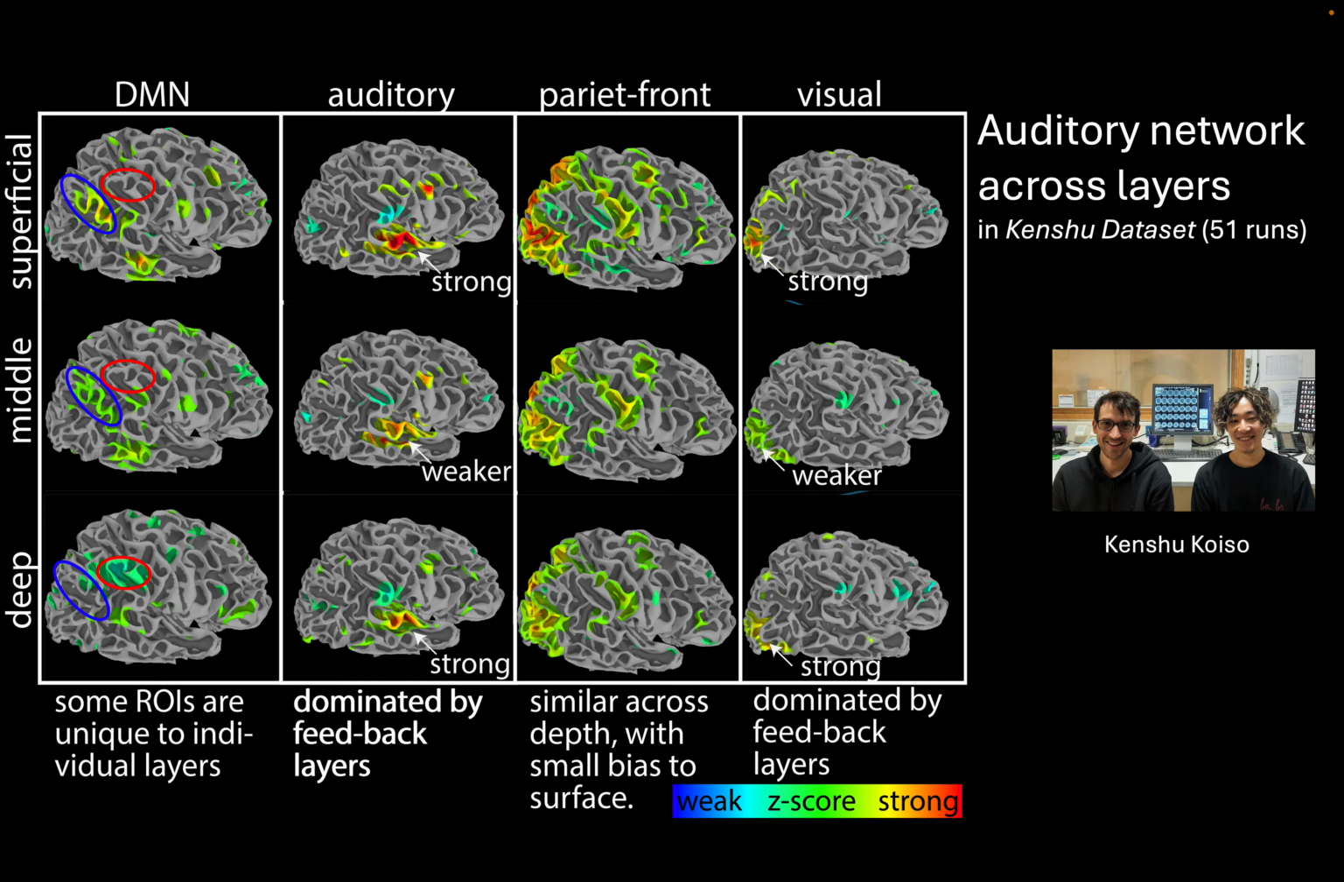And this is unique to the primary sensory areas and not so much for the cognitive networks, like the default mode network, or particularly the parietal frontal network that is similar across different depths, or even has a slight dominance in the superficial layers for meso here. And those networks are particularly relevant because they might have implications for psychiatry.